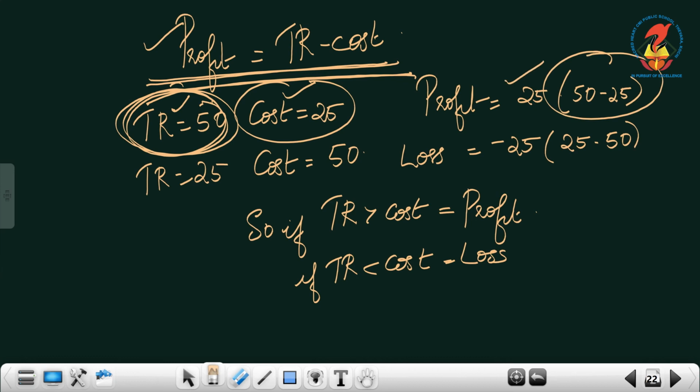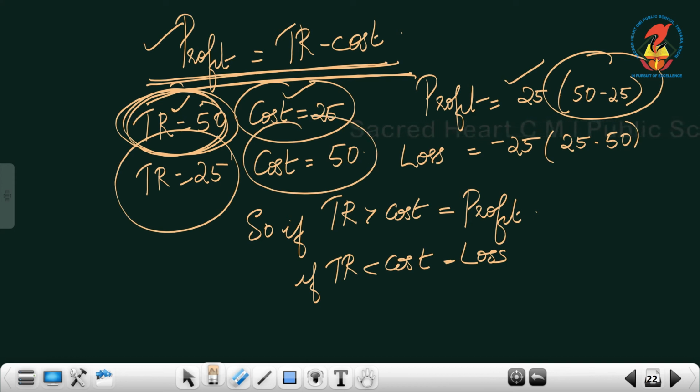50 minus 25. 25 rupees he is getting as profit. Now let us see another example. Total revenue after selling the product he is getting 25, but the actual cost of production is 50. So total revenue minus cost is 25 minus 50. It is minus 25, which represents a loss.